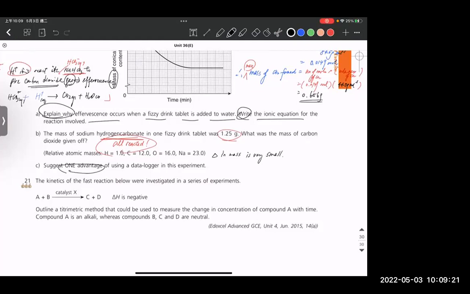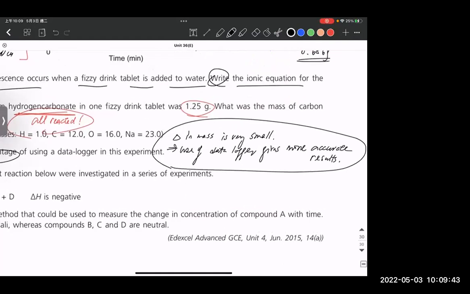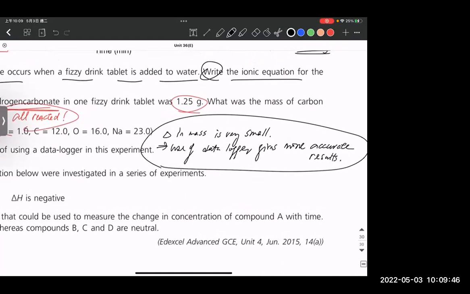So the use of a data logger will give more accurate results, besides using merely an electronic balance. Questions? Any questions so far?